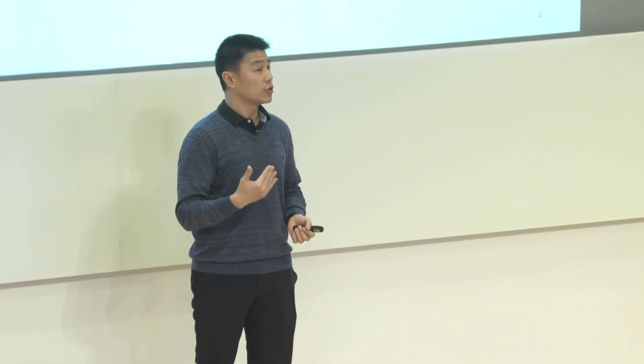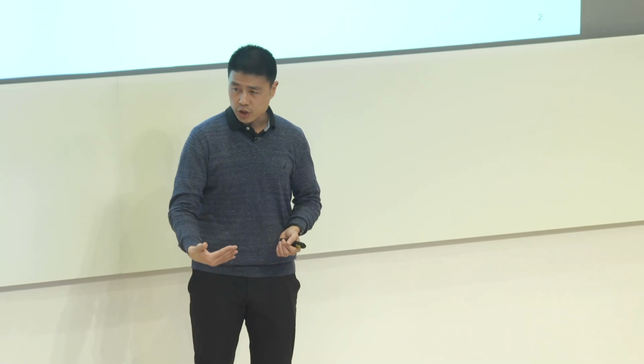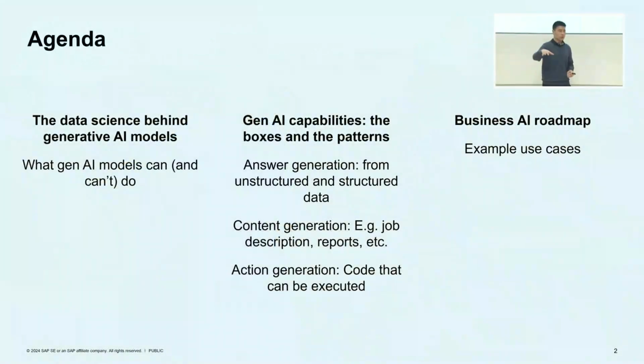The first one is just answer generation. You have a question. You have data. The data can be structured or unstructured. How can you ask a natural language question and get an answer from your data? That's basically the first pattern, answer generation.